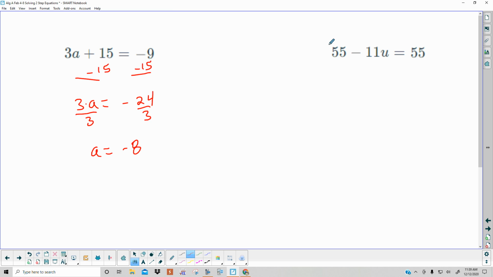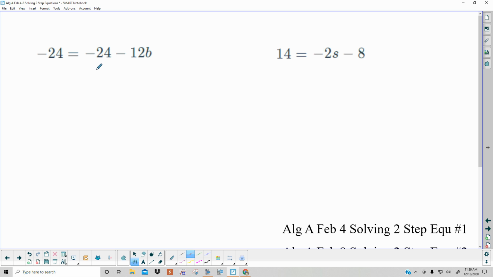Okay? That's a positive 55 that's held there, and that's negative 11 times u. Undo the adding and subtracting first. So I'm going to subtract 55 from both sides. This is negative 11u is equal to 0, and don't let that bug you. 55 minus 55 is 0. That's held by multiplication, so I divide both sides by negative 11. If you're not sure what that is, type it in your calculator. u equals 0. And that's okay to have 0 as an answer. It really is.